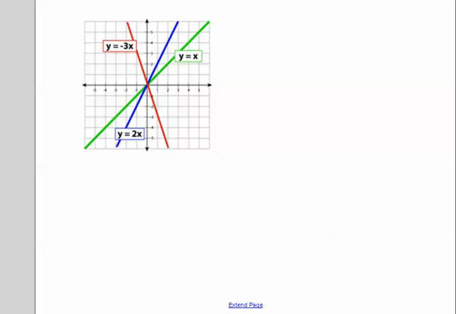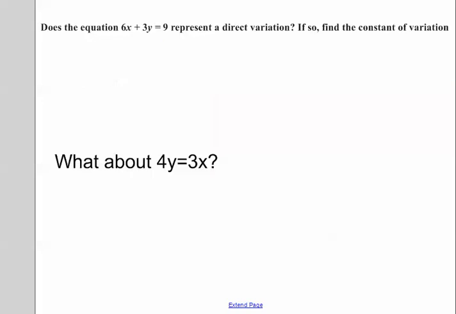So one thing you can think of is that the y-intercept of these lines is (0, 0). So all direct variation equations will have graphs that are linear, and they will always go through the origin. So I just wanted to show this to you, make sure you're aware of it. Really, really simple. Now, a couple examples.